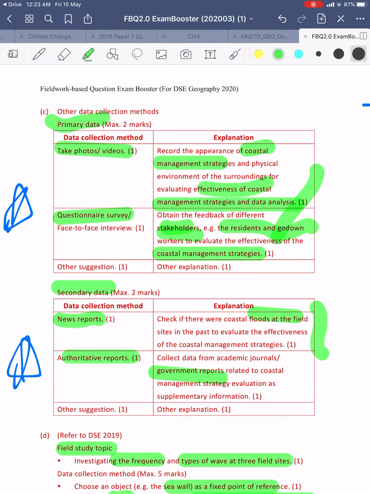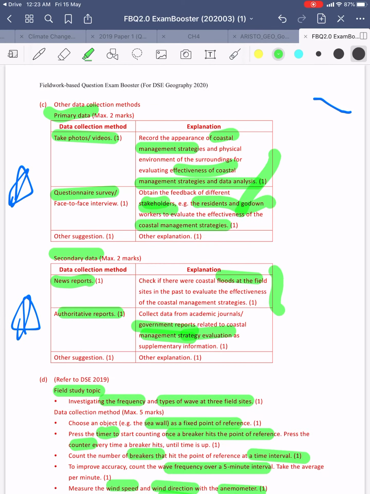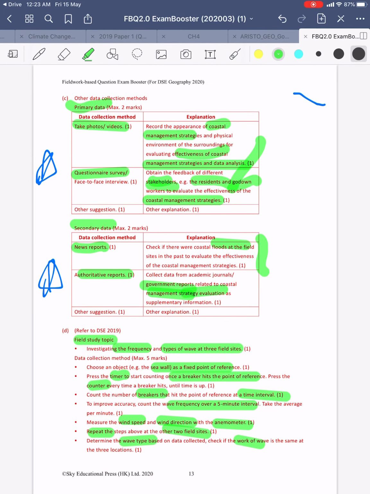Okay, authoritative is talking about someone with power, someone who has a say. And then the government report can evaluate the coastal management strategy in a more objective way. Okay, so this is the coastal management.